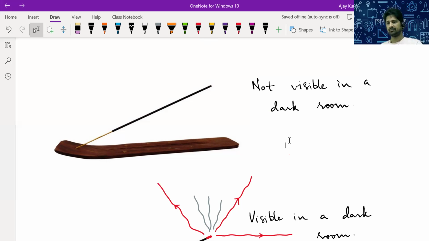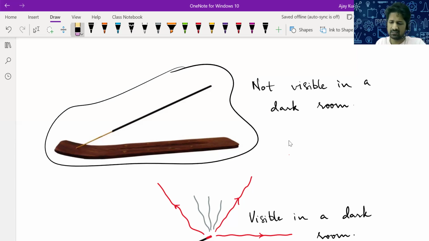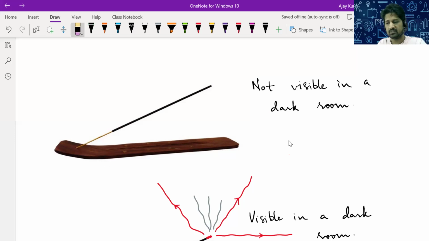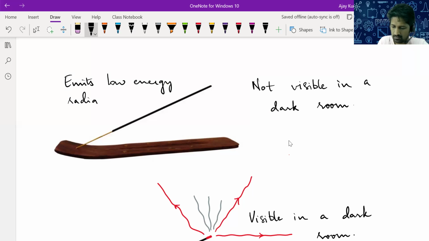Now, how does that work? Basically, their eyes and their brains are designed to respond to low energy radiations. So what happens is at room temperature, this incense stick, or any other object you can consider, will be emitting radiations, but not in the visible range. The object at room temperature emits low energy radiations. Means what? Infrared radiations, which human eyes and brain cannot perceive.